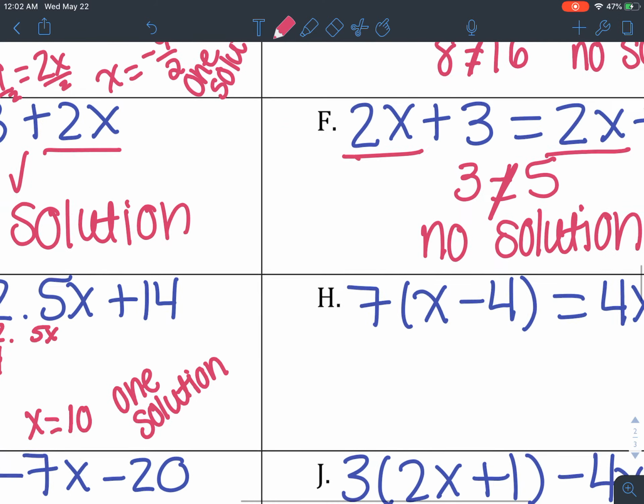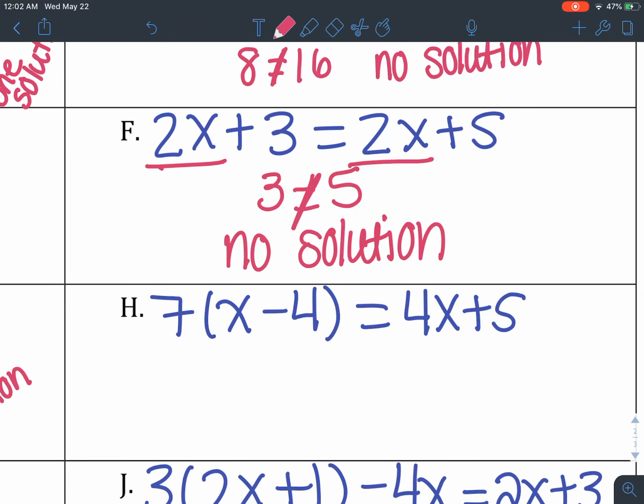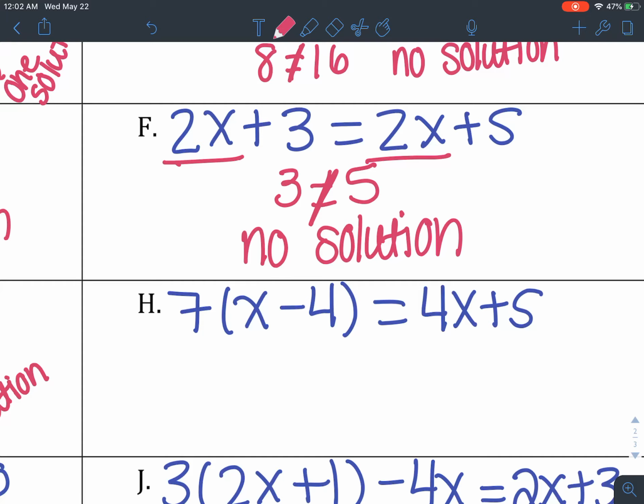All right, a couple more. So let's look at H. We're going to distribute that 7, and that's going to be 7x minus 28 equals 4x plus 5.